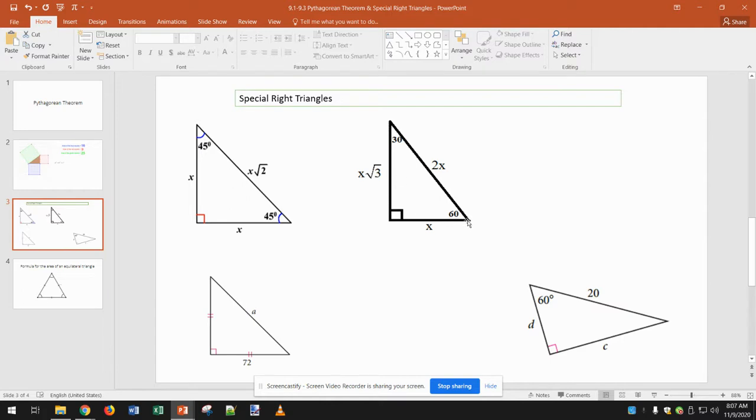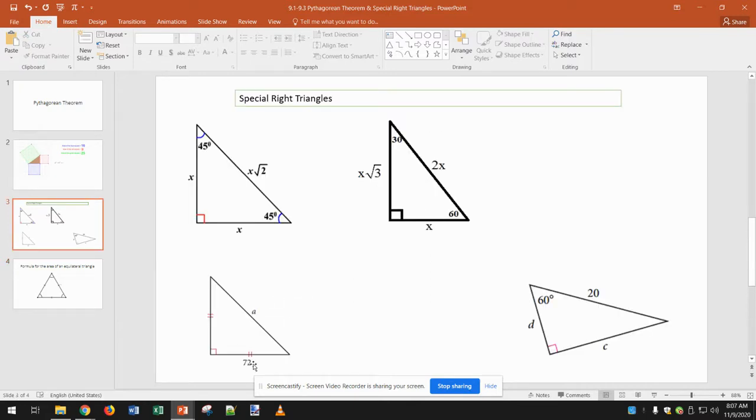Another homework problem will be to show that in a 30, 60, 90 right triangle, if this shortest side is x and the hypotenuse is twice as long, then this third side will always be x times the square root of 3. So then we can do a couple problems like this.